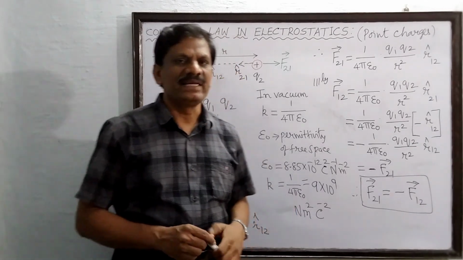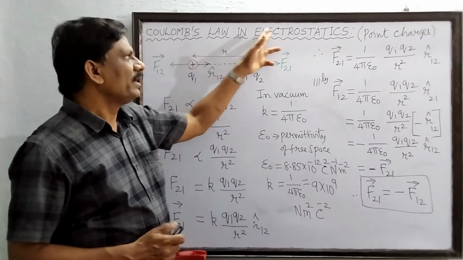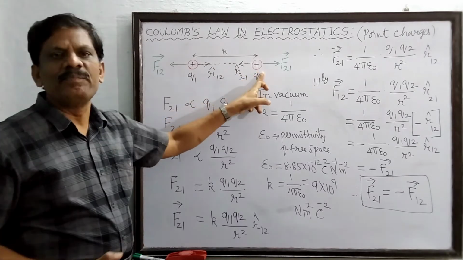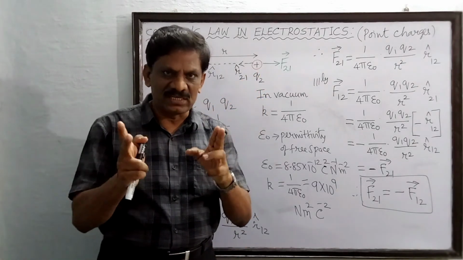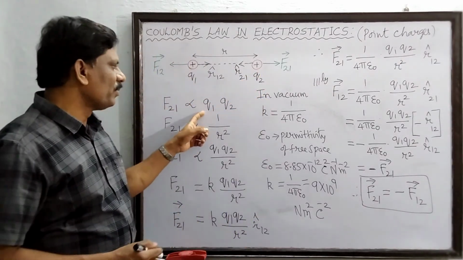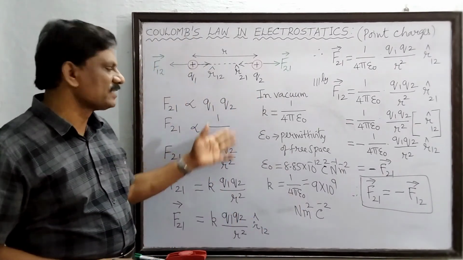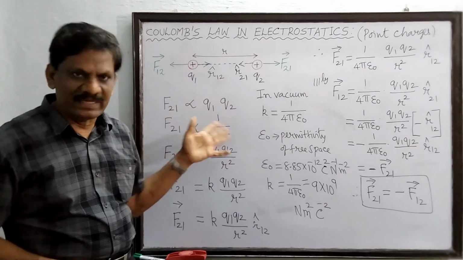So, what is the statement of Coulomb's law in electrostatics? The force of attraction or repulsion between any two point charges is directly proportional to the product of the charges and inversely proportional to the square of the distance between them.